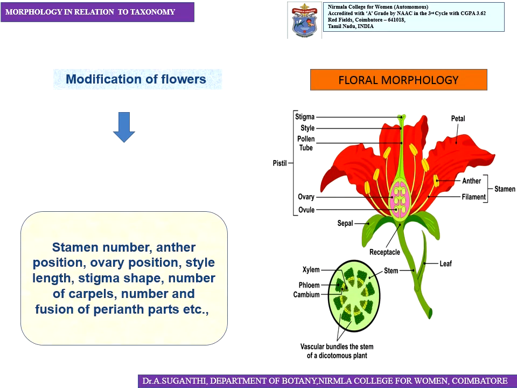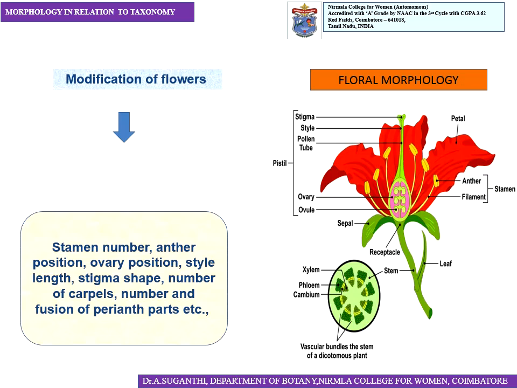Modification of flowers in stamen number, anther position, ovary position, style length, stigma shape, number of carpels, and number and fusion of perianth parts, etc. contribute to the reproductive success of the species. The growth habit, herbaceous, shrub or woody, of plants may be of primary usefulness in classification.